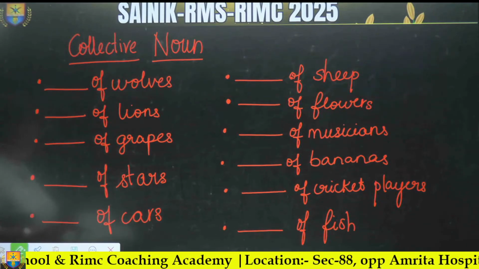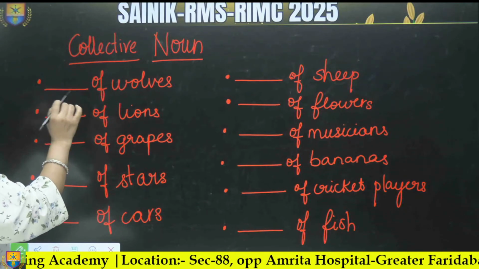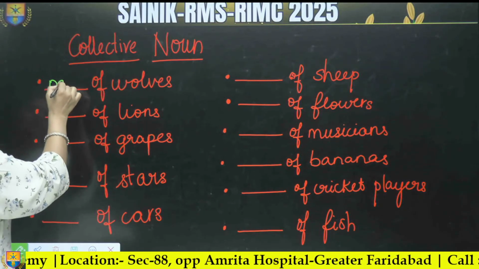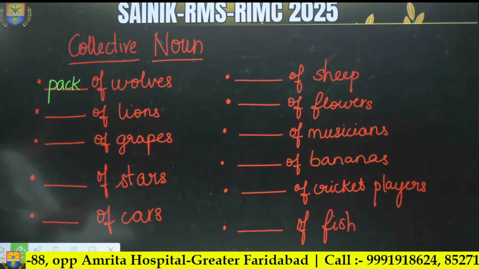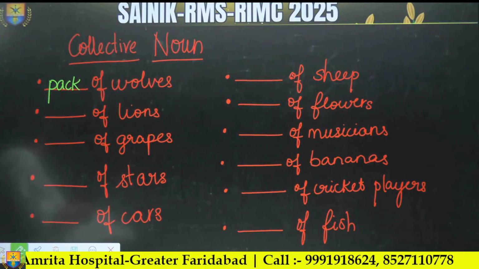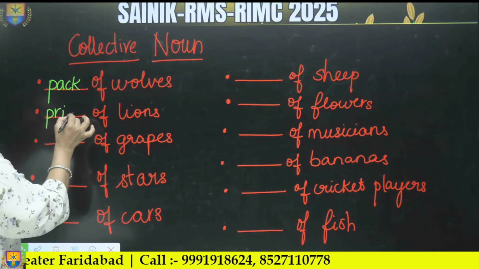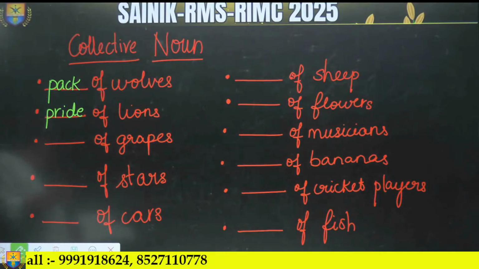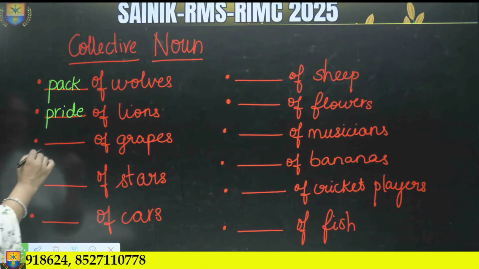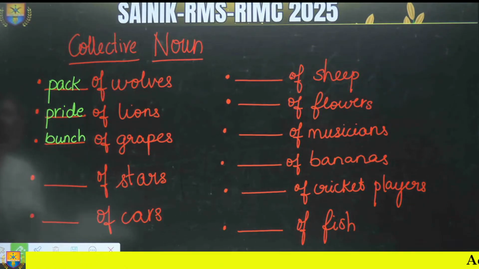Yes, let's get back to the answers. So the first one, what can we say when there are a group of wolves? We say them as pack of wolves. Next, dash of lions. They are called as pride of lions when they are together. Dash of grapes. We name them as bunch of grapes.